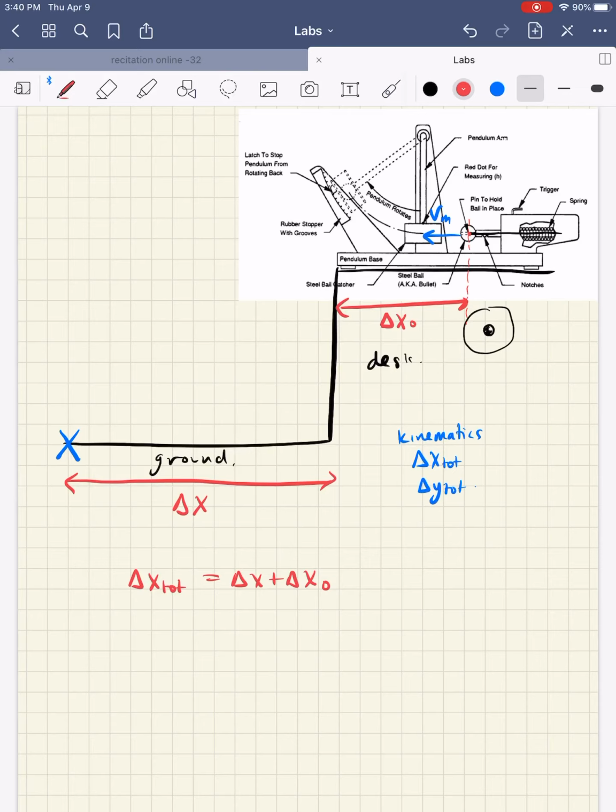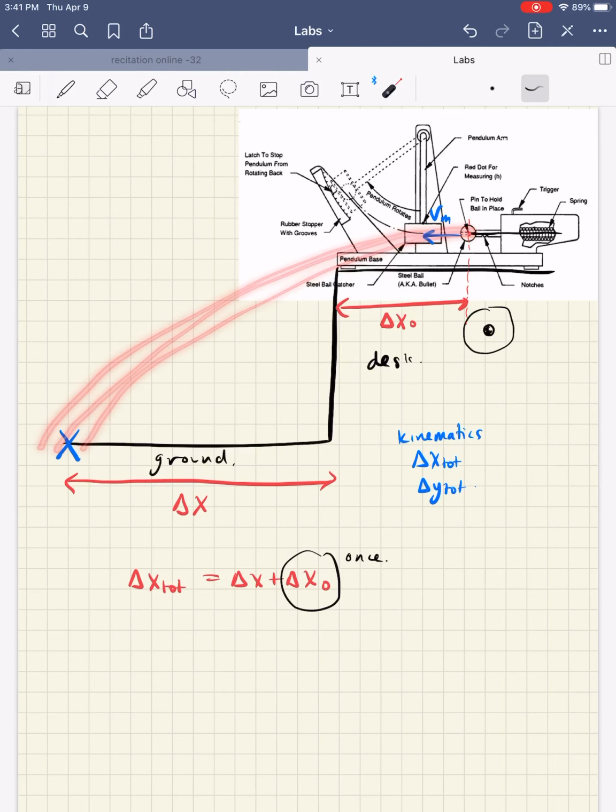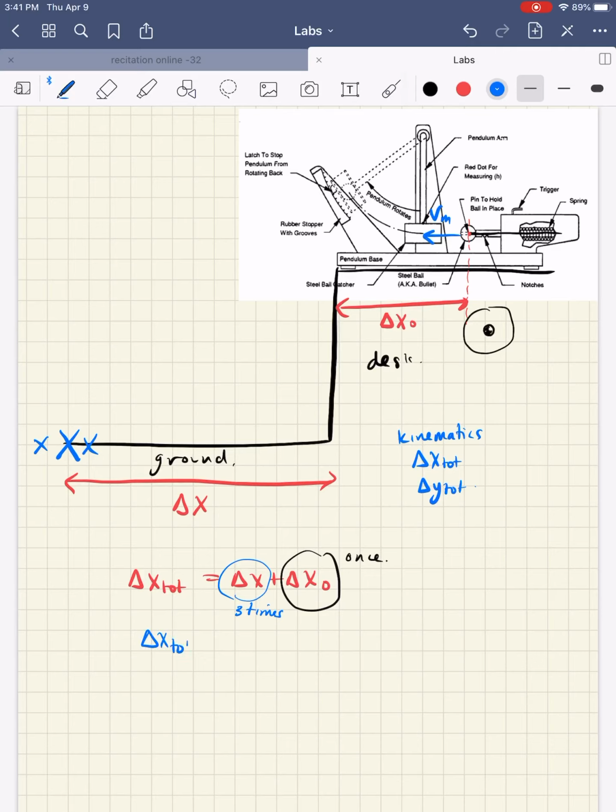You're going to be measuring delta X naught once, because it's not changing at all. And you're going to be shooting the cannonball three times. So maybe you shoot it three times and you have three slightly different values: one here, one here, one here. So you're going to be measuring delta X three times, and then you'll be getting delta X total three times. Delta X total equals delta X plus delta X naught. This one will remain the same, and this has three values, so that will give you three values here.